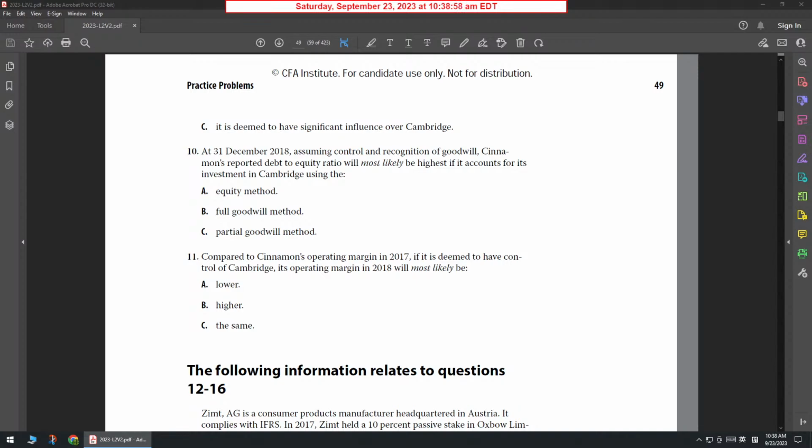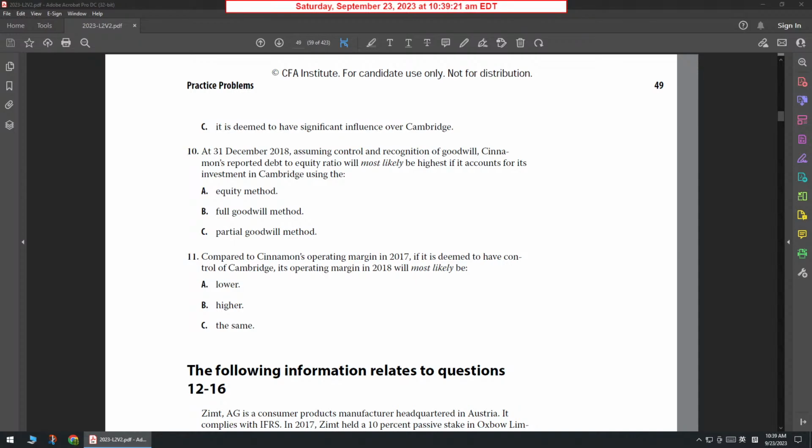We're looking at the debt equity ratio. Our numerator is unchanged, regardless of whether we use full goodwill or partial goodwill. It's not going to affect the debt. The question is asking which will give the highest denominator effect on equity, and we saw that partial goodwill had the smallest effect on shareholder equity. So shareholder equity would be lowest under partial goodwill.